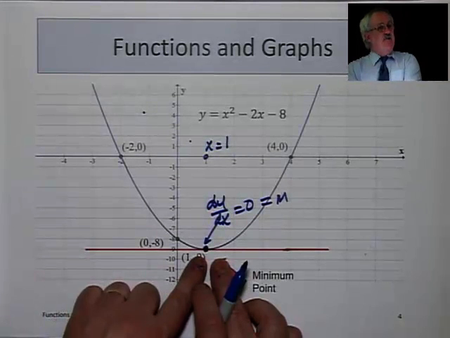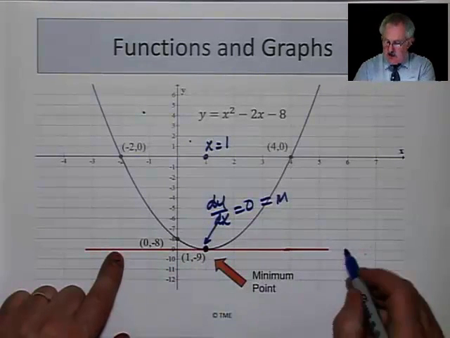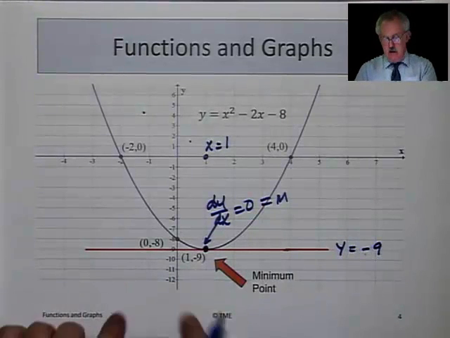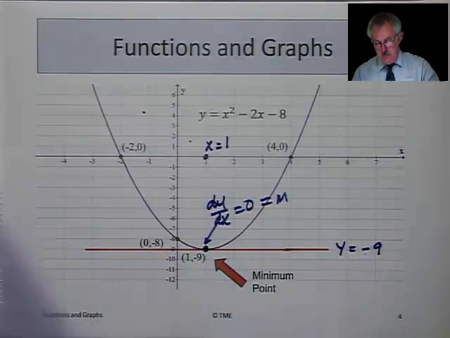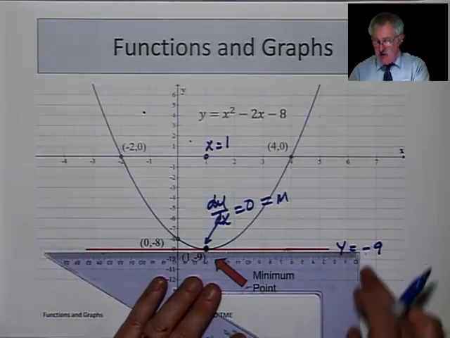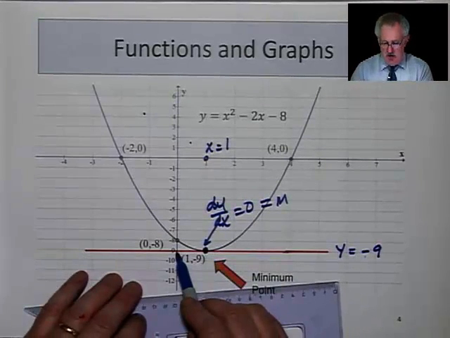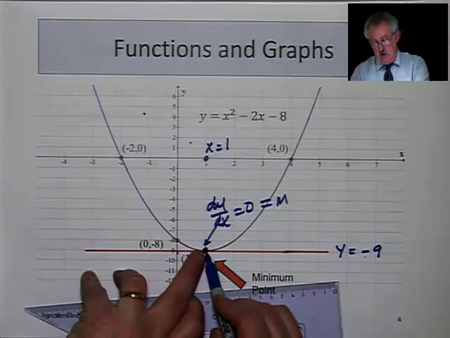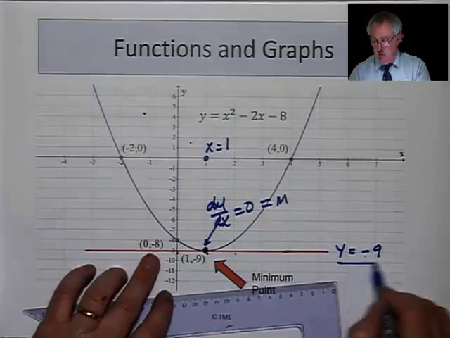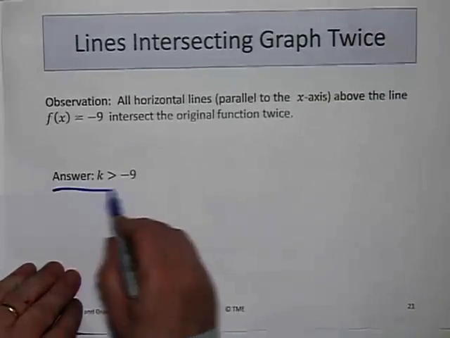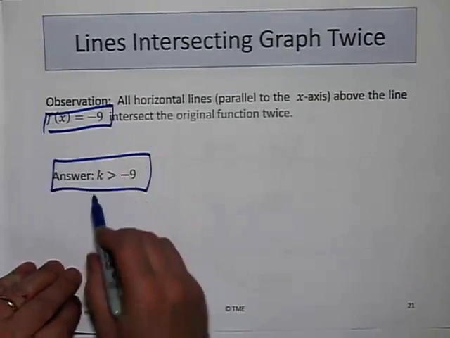And what line is that? Well, it looks like the y value is given by minus 9. What line touches that must have a y of minus 9. So it must be 0, minus 9; 1, minus 9; 2, minus 9. y is equal to minus 9. So the answer is y is equal to minus 9.